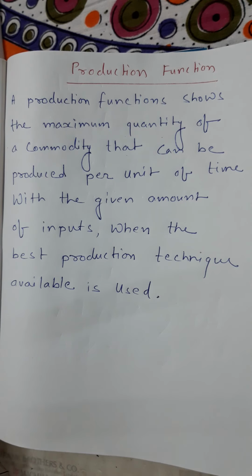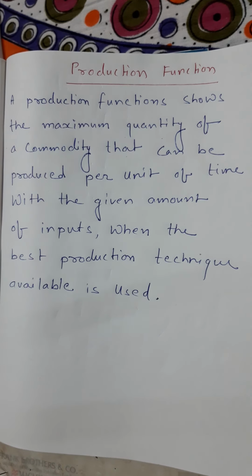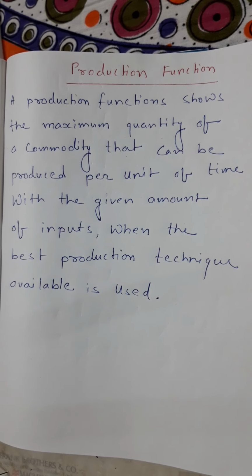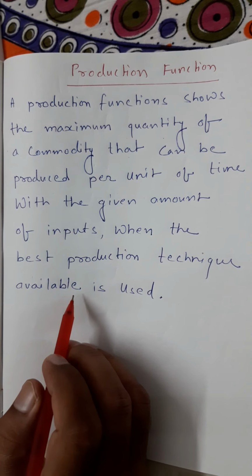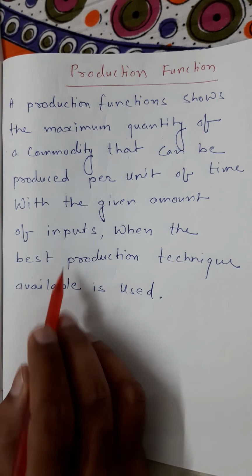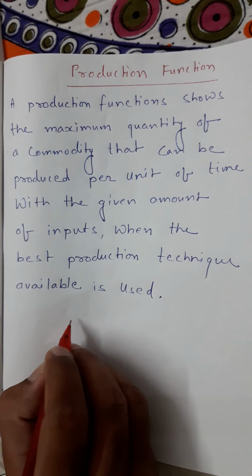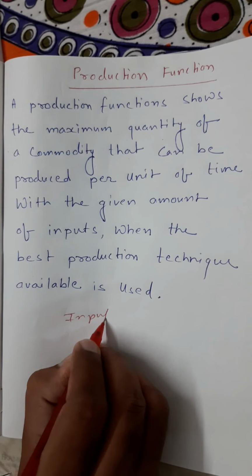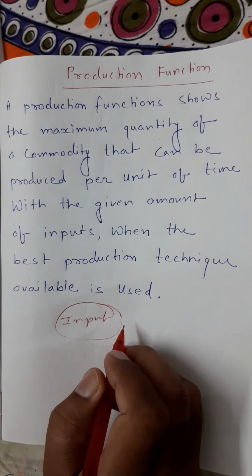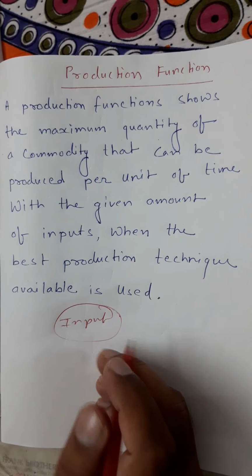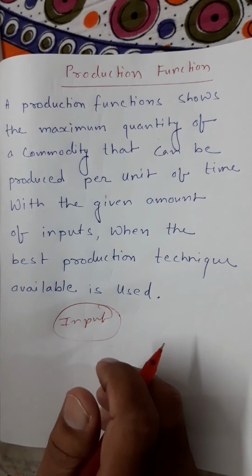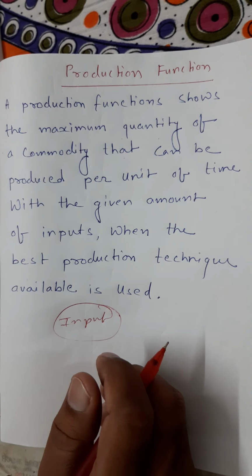Try to understand the concept of production function. It means what? The production process involves the use of inputs, or factor services, to produce output. Try to understand with the help of examples.